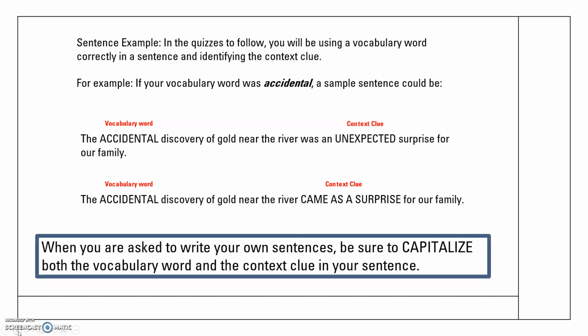When you are asked to write your own sentences, be sure to capitalize both the vocabulary word and the context clue in your sentence. You will be asked to do this in the following quizzes, where you can identify both the context clue and the vocabulary word. When you've gone over the vocabulary list and are familiar with the words, go on to the quizzes and give them a try.